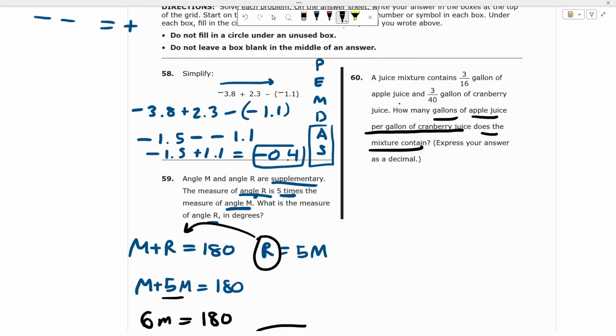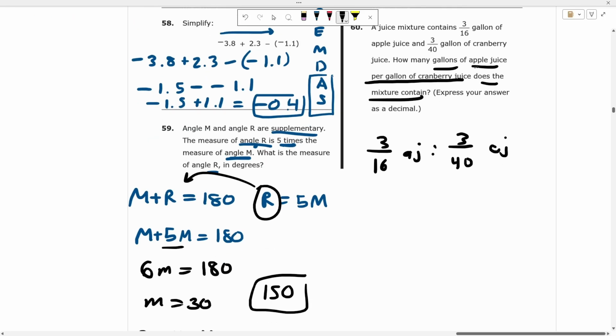So in this case, we have a mix of apple and cranberry juice, and our ratio is going to be 3/16 apple juice, which I'm just going to say AJ. And for every 3/16 gallon of apple juice you have to add 3/40 gallons of cranberry juice, which is going to be just CJ. This is how we get this fruit punch mix to always taste the same. Now they're asking you, how many gallons of apple juice? So X gallons of apple juice is needed per gallon of cranberry juice.